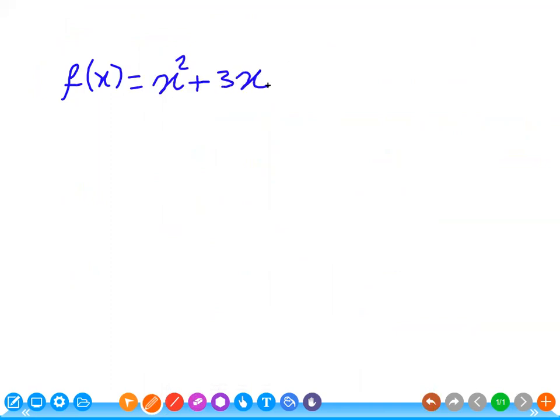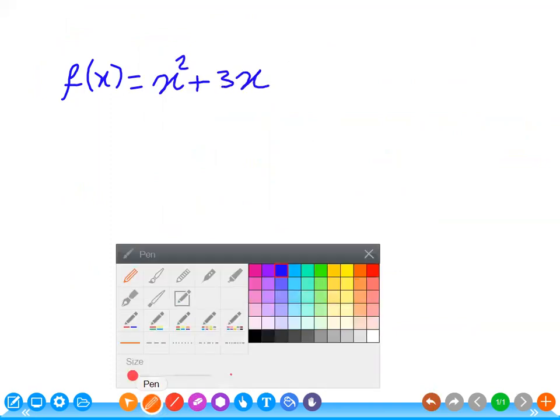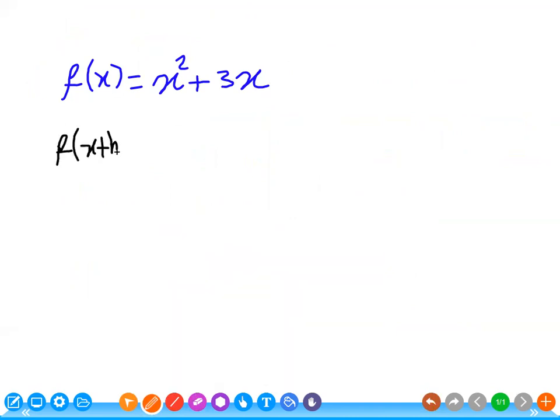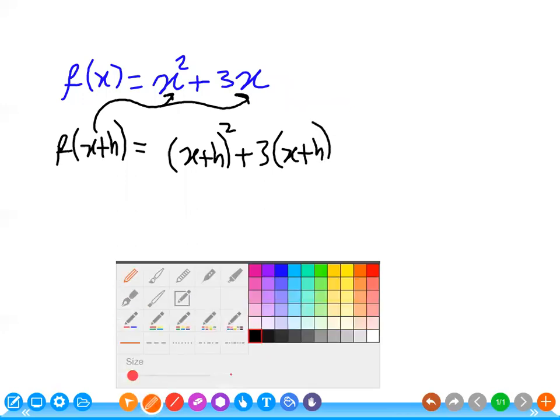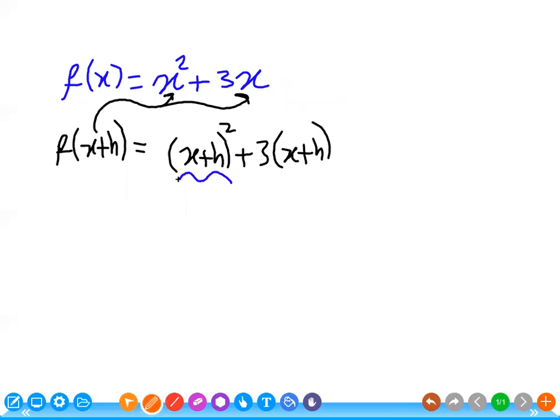plus 3x. Then say, okay, first step, we find f of x plus h. So now we plug x plus h instead of each x you have. Then you'll have x plus h power 2 plus 3 times x plus h. Now this one we can simplify by multiplying it by itself or by using the product rule.